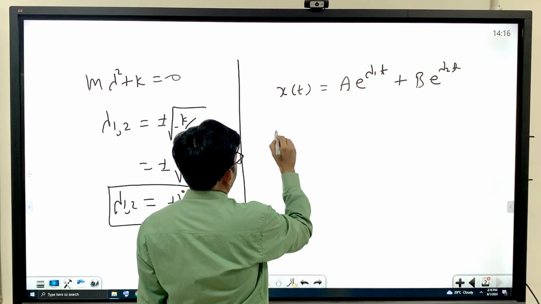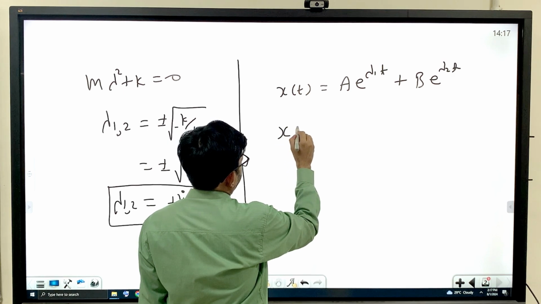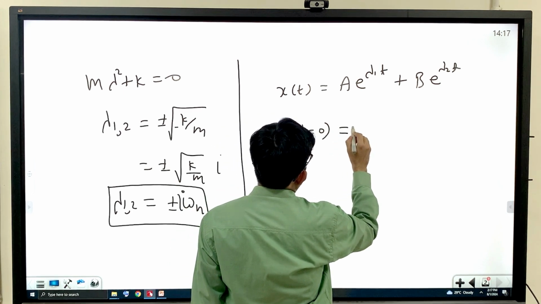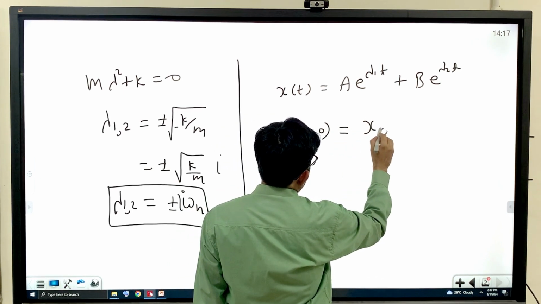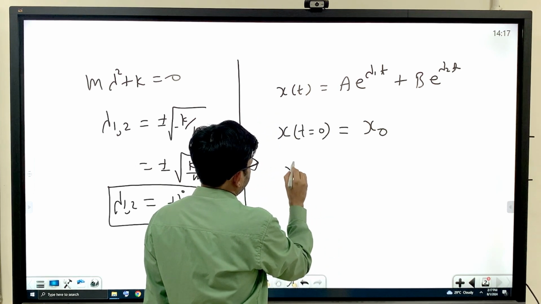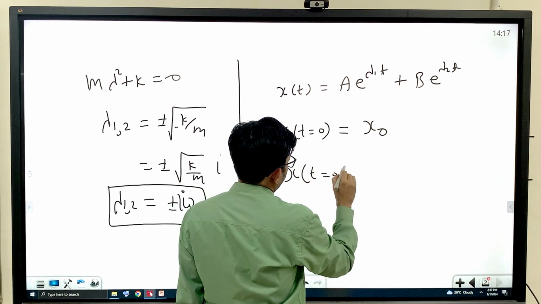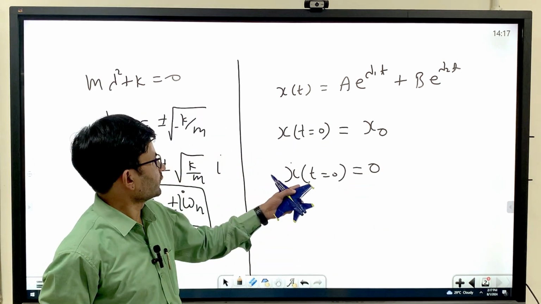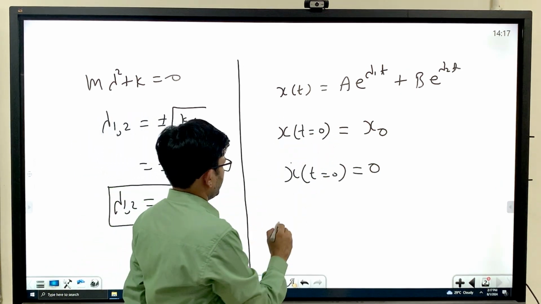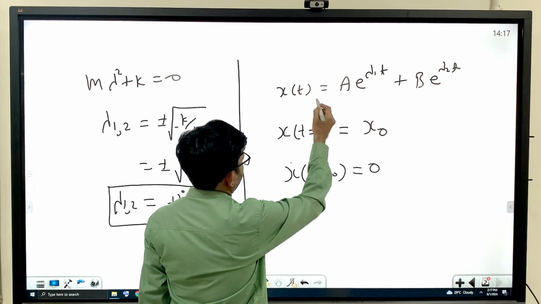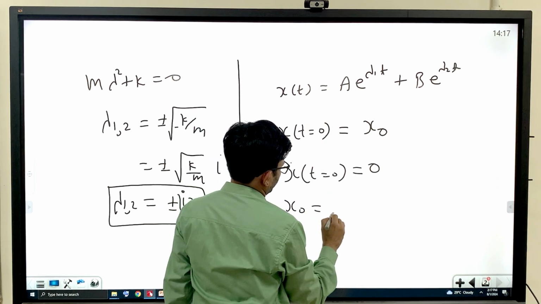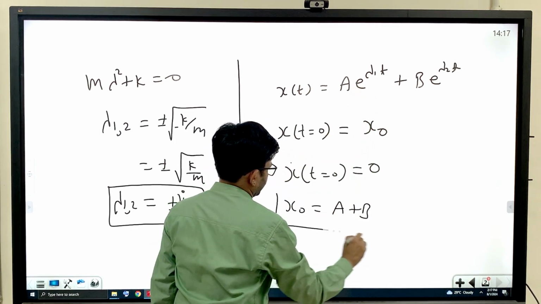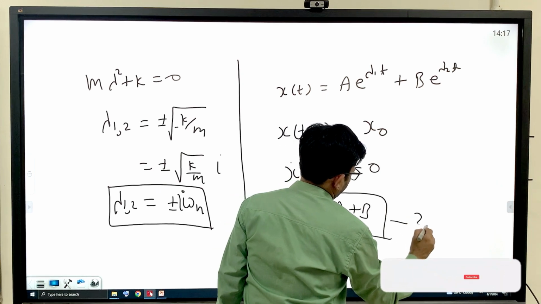So what will be the initial conditions? At time t equal to 0, x is x naught. And what is the derivative at t equal to 0? Your system is at rest, so the initial velocity is 0. If you put these two conditions, what do you get? From the first, you get x naught equal to a plus b, because e to the power 0 is 1. Make this equation 2.